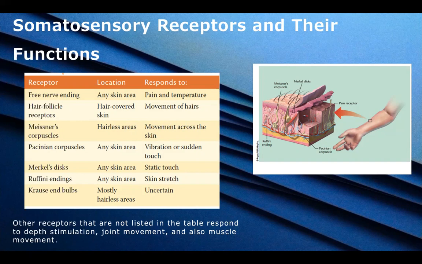However, a sudden or vibrating stimulus bends the membrane, enabling sodium ions to enter, then depolarizing the membrane. The next is the Merkel disc. It responds to light touch, such as when you feel an object.